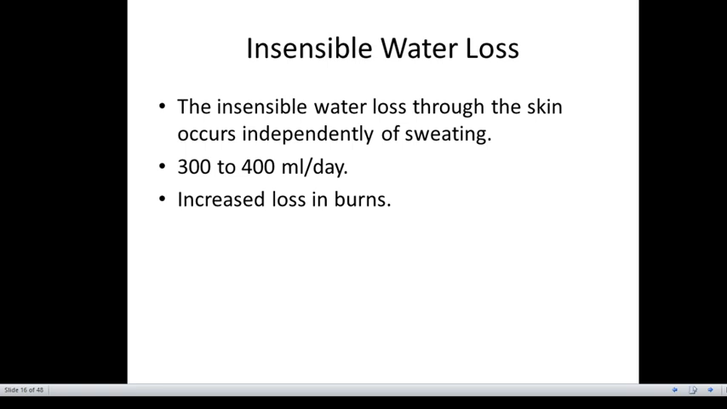The insensible water loss through the skin occurs independently of sweating, meaning that it is present in individuals who have congenital absence of sweat glands. It is about 300 to 400 milliliters per day, and there is increased loss in burns.